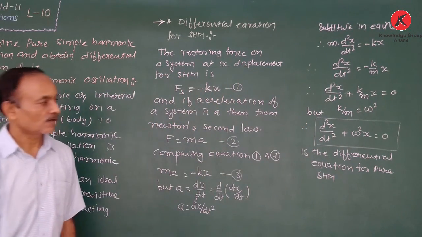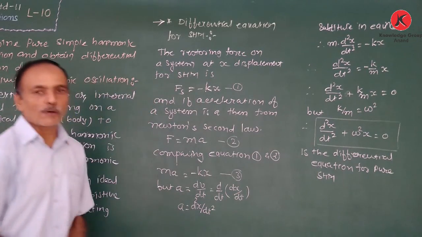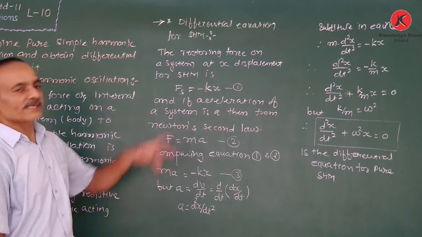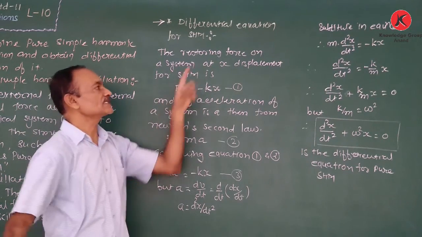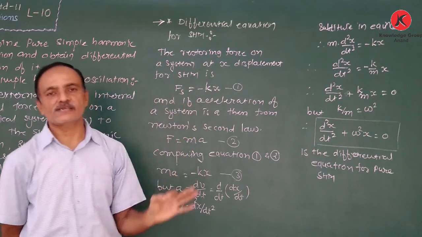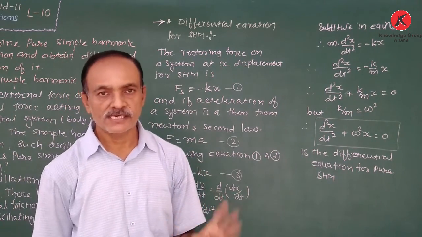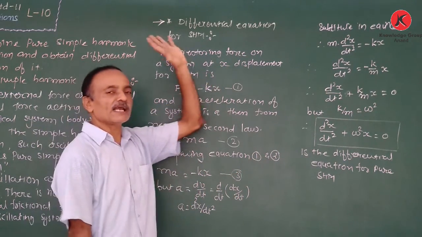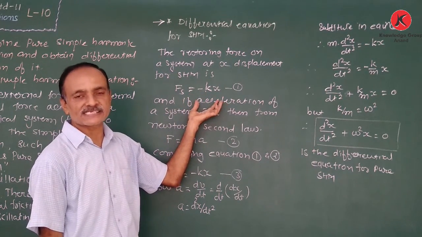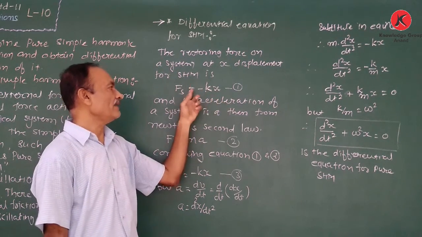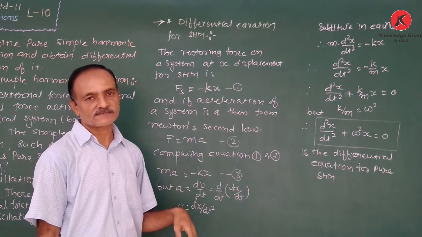Now, to obtain the differential equation, we only compare the two forces. One is the resultant force acting during the simple harmonic motion. Here we consider pure simple harmonic motion. Therefore, only the restoring force acts on an oscillating system or the oscillating body. Fs is equal to minus kx.